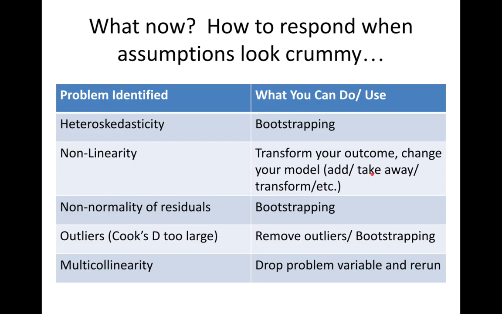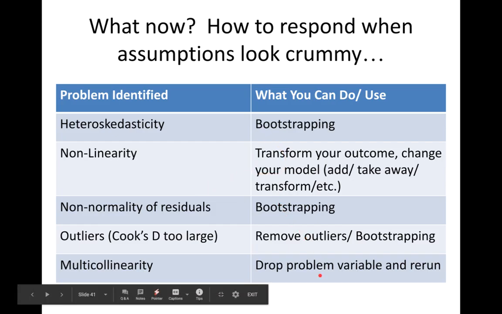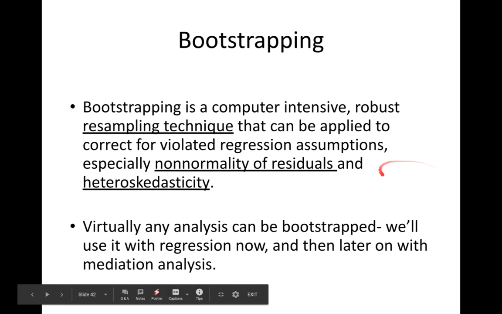Do I need to transform my outcome? Should I take the log of my outcome? Should I change my model? So nonlinearity is kind of like a stop and ponder type assumption violation, but the others can be relatively easily fixed using a few simple techniques.